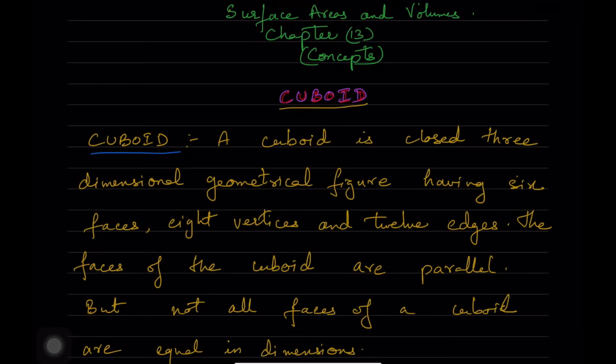Surface areas and volumes, chapter 3, concepts. Okay, we'll go into what are the different types of areas and volumes for which shapes we find out. We'll just go into that. So first, cuboid. What is a cuboid?